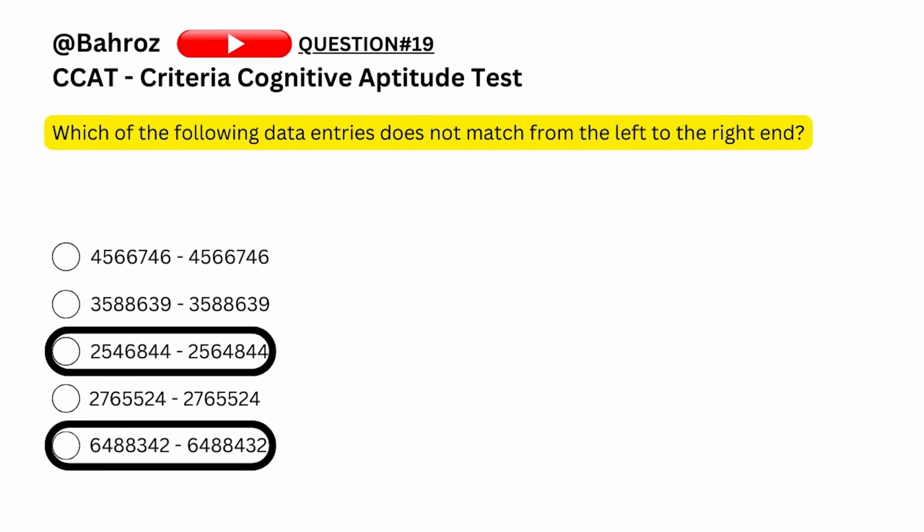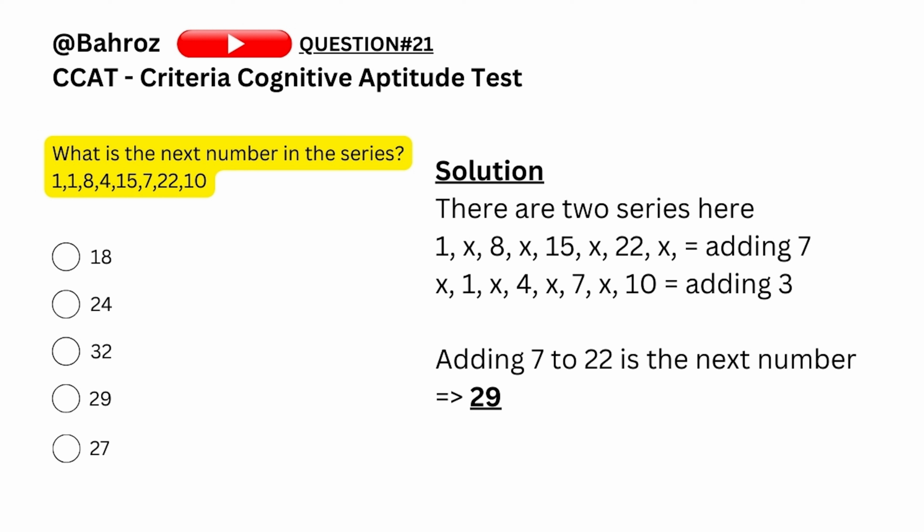Next question, which of the following data entries does not match from left to the right end? 4, 5, 6, 6, 7, 4, 6 and 4, 5, 6, 6, 7, 4, 6 matches. 3, 5, 8, 8, 69 and 3, 5, 8, 8, 69 matches. 2, 5, 4, 6, 8, 8, 4 and 2, 5, 6, 4, 8, 4, 4 doesn't match. 2, 7, 6, 5, 5, 2, 4 and 2, 7, 6, 5, 5, 2, 4 matches. 6, 4, 8, 8, 3, 4, 2 and 6, 4, 8, 8, 4, 3, 2 so it doesn't match.